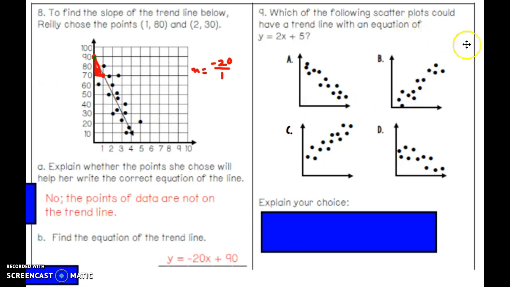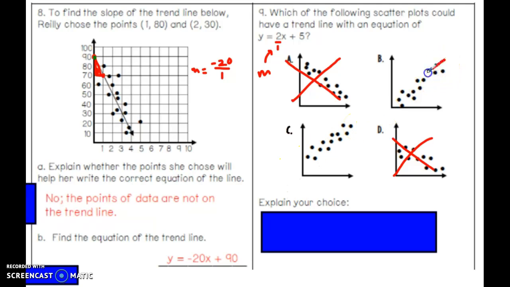For number 9, we want to see which of the following scatter plots could have a trend line with the equation of y = 2x + 5. We have to look carefully here because we know from this equation that our slope is +2, and this will immediately eliminate the choices of A and D because their points are headed downhill, which would indicate a negative association or a negative slope. The last 2 examples both have a positive association. They're both going uphill, which would represent a positive trend line.